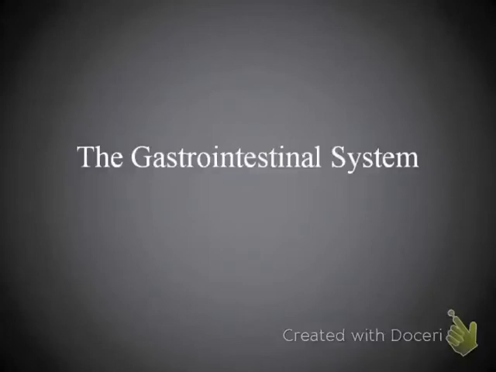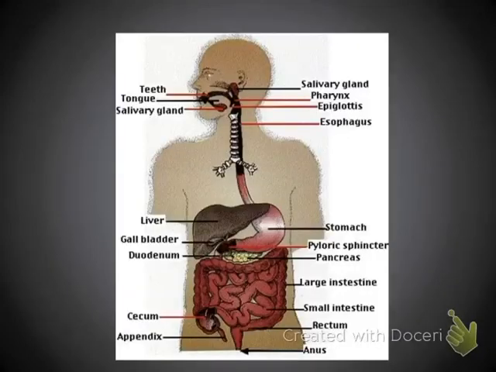The gastrointestinal system. Beginning with the gastrointestinal system, I feel that we need to get just a pretty generalized overview of what constitutes the gastrointestinal system. As we can see here, we begin with the teeth, the tongue, and the salivary glands.